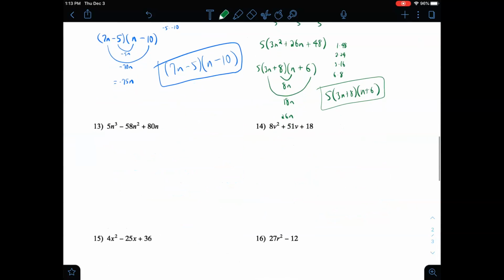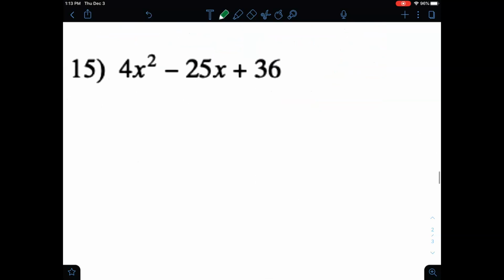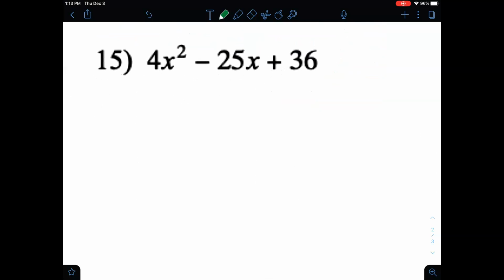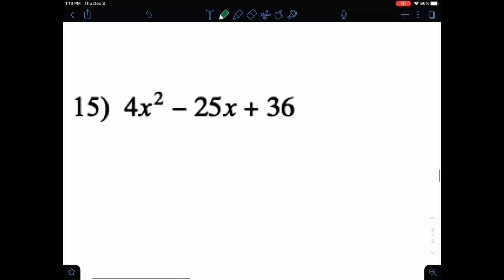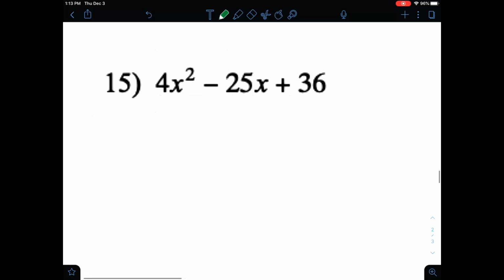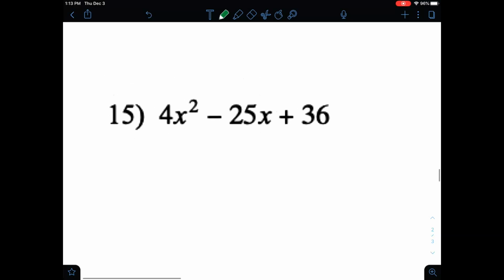Okay. All right, and then number 15 is the last one we're going to do today. So number 15, is there a GCF we can pull out of here? Well, the factors of 4, which is the smallest number, are 1, 2, and 4. Can we pull 1, 2, or 4 out of 25? Well, we can't, so that's not going to work. How many terms do we have here? We have 3 terms. Is it a perfect square trinomial?